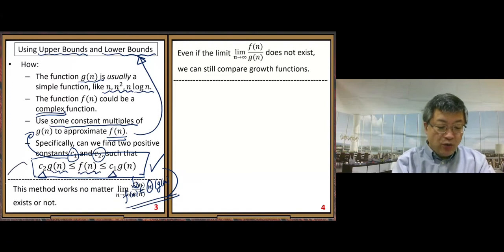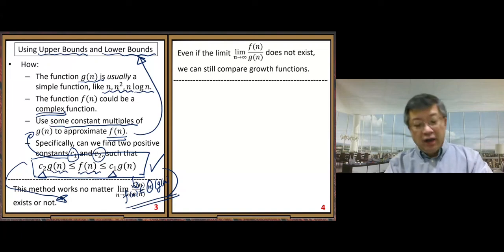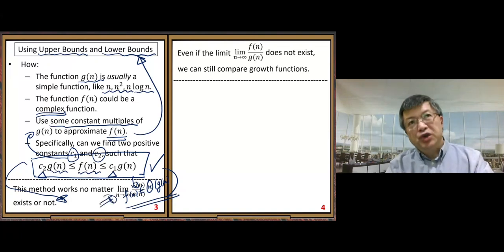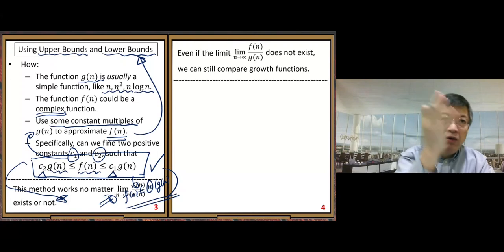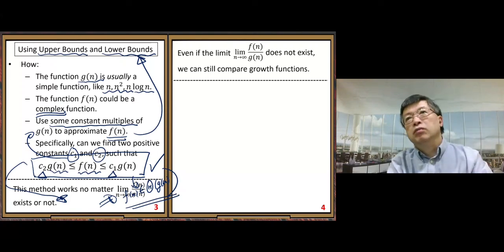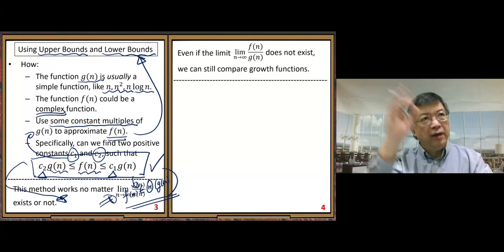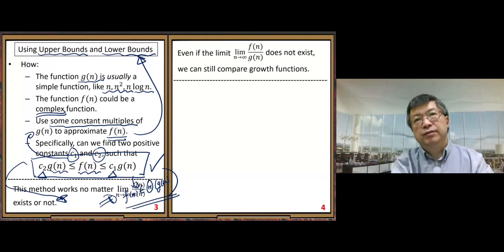And this method also works for the limit case. But if the limit exists, usually it is a good idea to take the limit, because the limit is a powerful tool we can use from calculus. So we don't want to throw it away. We still want to have the limit tool.